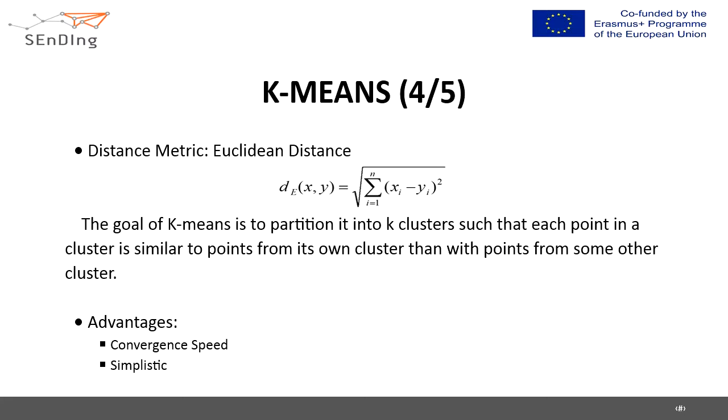The Euclidean distance is calculated as follows, and the goal of K-means is to partition the data into K clusters such that each point in a cluster is more similar to points from its own cluster than to points from some other cluster. The main advantages are the convergence speed and the simplistic nature of it.